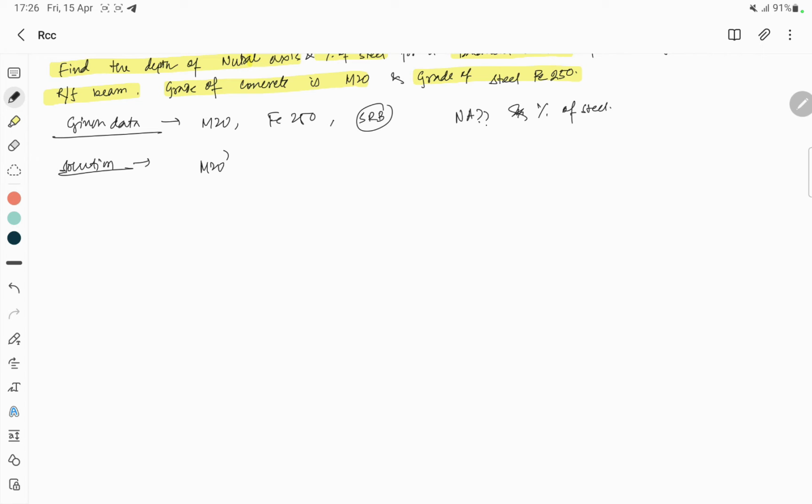For M20, the value of sigma CBC is 7 Newton per mm square. Sigma ST equal to 140 Newton per mm square. So from these values, modular ratio m equal to 280 by 3 sigma CBC, then the value is 13.33.